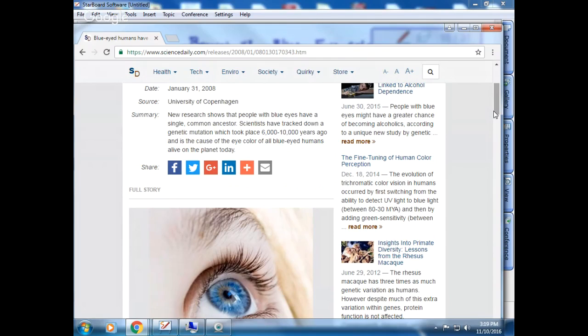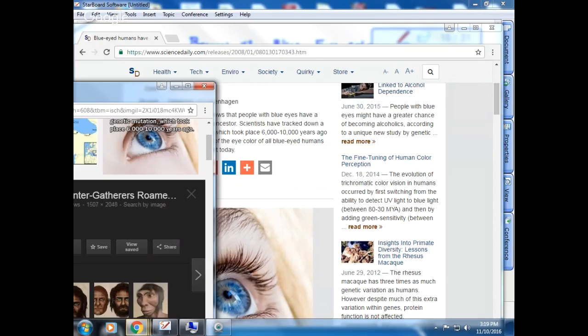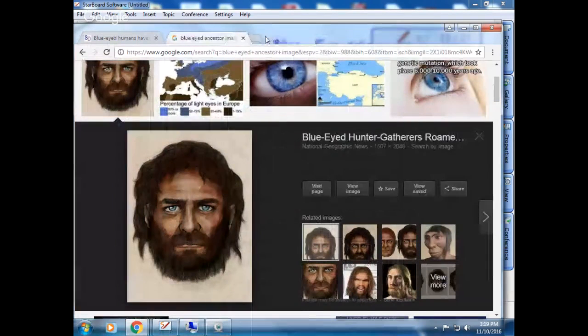And so they were able to find DNA from a person that had blue eyes. And so this is kind of what they think that person might have looked like, okay? So notice how startling the blue eyes are, right? And they then have this dark skin color. This is a hunter-gatherer in Europe, right? So the question is, if this mutation only arose once, how do we have blue-eyed individuals?